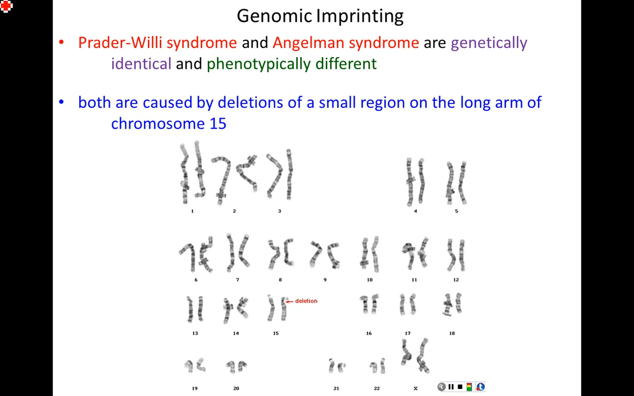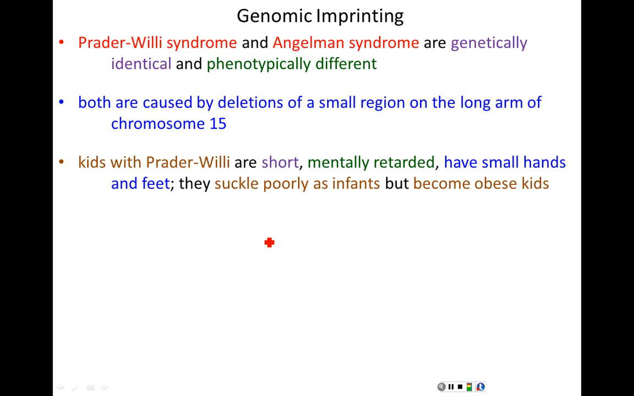So we have our chromosomes numbered, we have 22 of them autosomal, and then the 23rd pair is the sex chromosomes. Well, there's a very, very small deletion on the longer arm, the longer segment of chromosome 15, and that results in both Prader-Willi syndrome and Angelman syndrome. So how do you know which one you have?